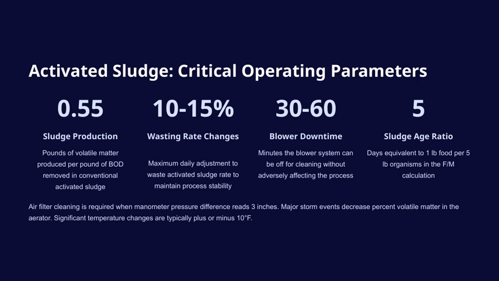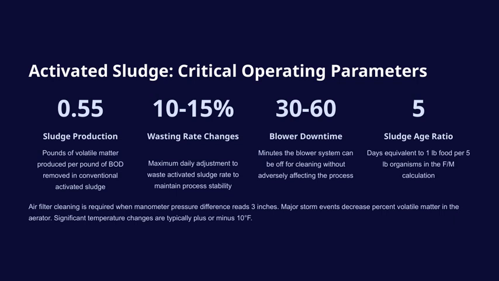Next, there's the wasting rate changes. This refers to the maximum daily adjustment we can make to the waste-activated sludge rate to maintain process stability. Usually, this adjustment can be between 30 to 60%, allowing us to respond to fluctuations in load or process conditions without destabilizing the system.